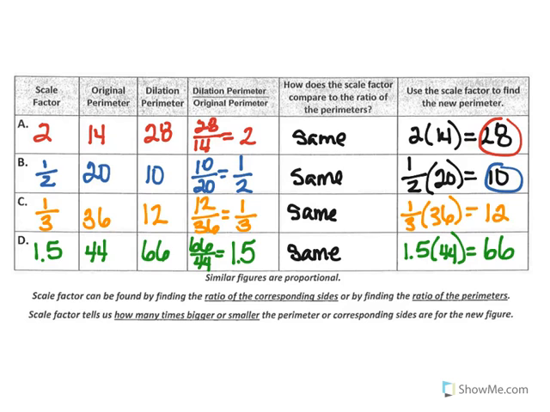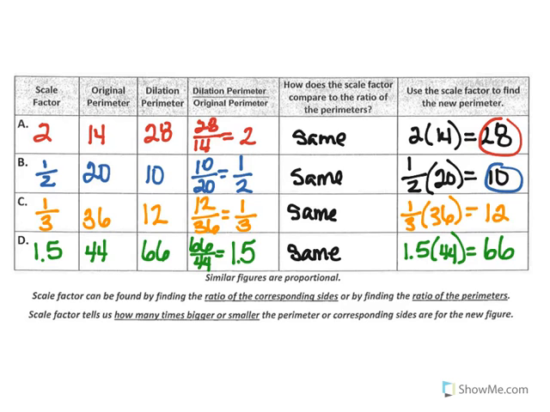So, two things that you should have learned from this video, this piece on perimeter. You should have learned that the scale factor can be found by finding the ratio of the corresponding sides. So that's one way we can do it. Or by finding the ratios of the perimeters.